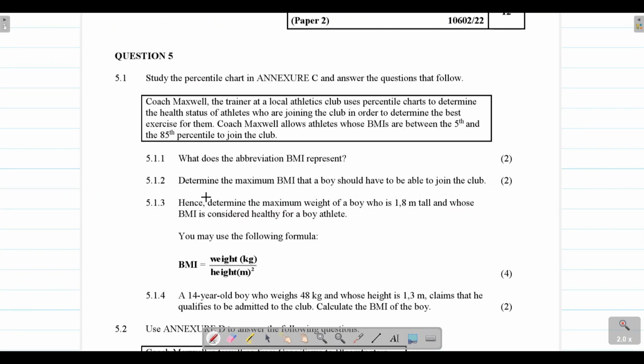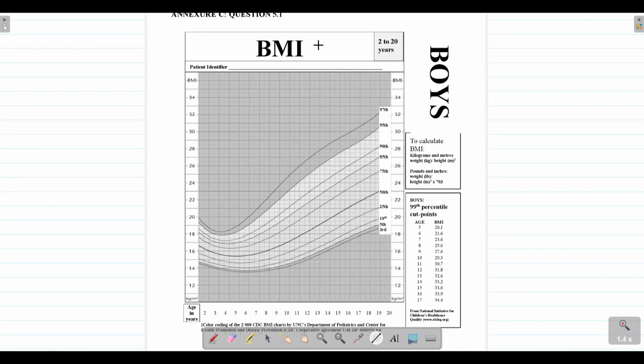Question 5.1.2, determine the maximum body mass index that a boy should have to be able to join the club, right? So we are told that the coach allows athletes whose BMI are between the 5th and the 85th percentile, right? So here we can already see that the 85th percentile will be the larger percentile, right? However, this is just the percentile. We still need to determine what the maximum BMI will be, right? So here we need to basically use the charts that is given to us to help us determine what the BMI is going to be.